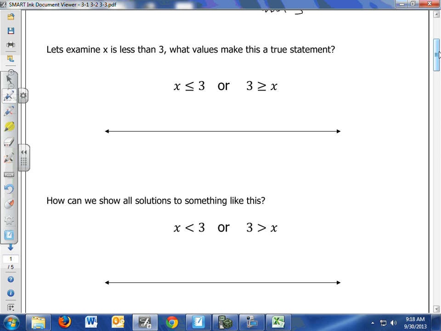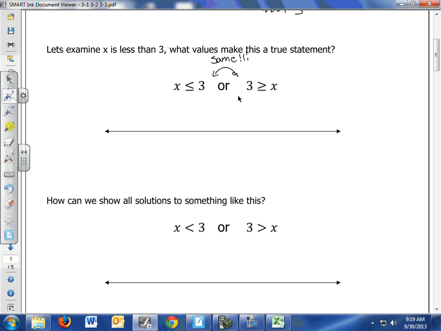Now, let's examine x is less than 3. Both of these are the same. This is x is less than or equal to 3. These are the exact same statement. This looks different because they're backwards. This can be read from left to right: x is less than or equal to 3, or my numbers are less than or equal to 3. However, this is the same thing. Read from right to left, it's our numbers are less than or equal to 3.